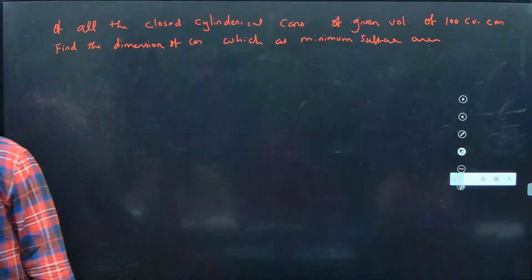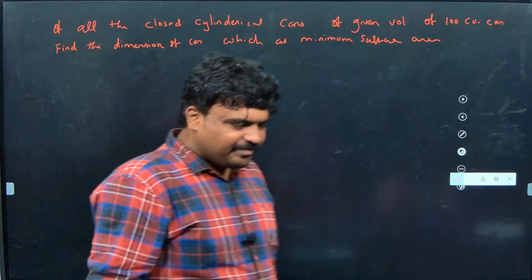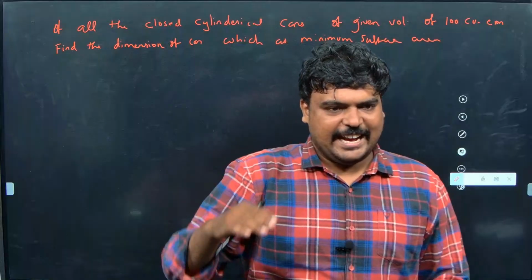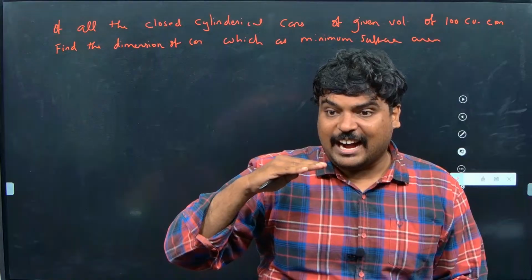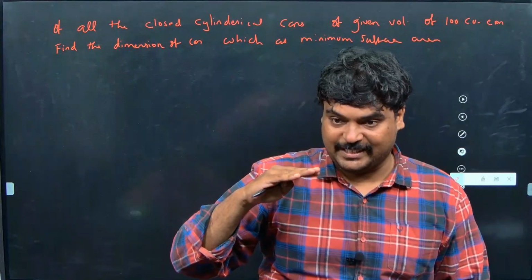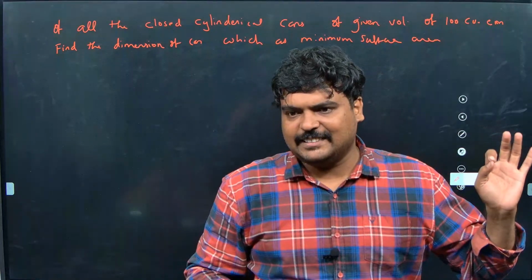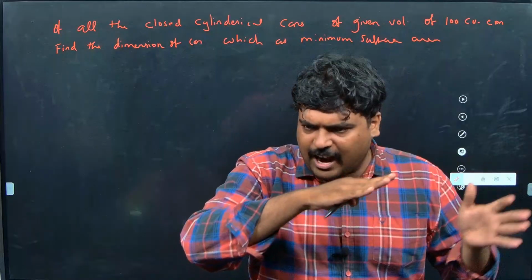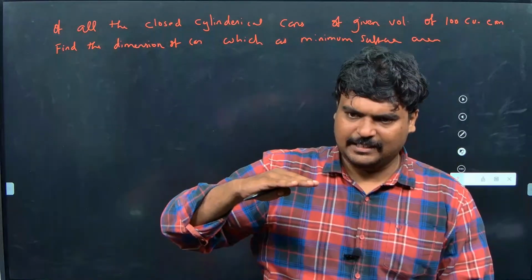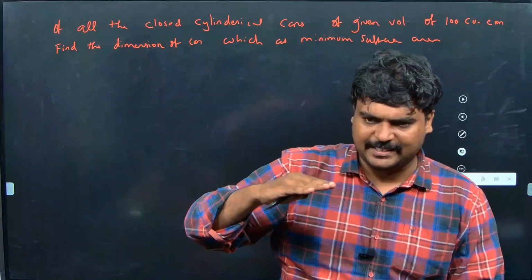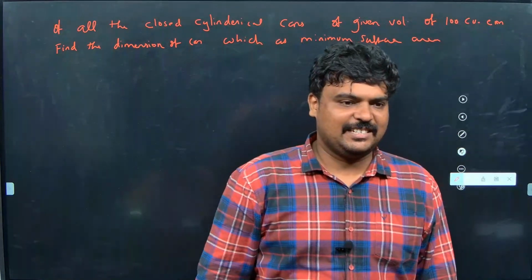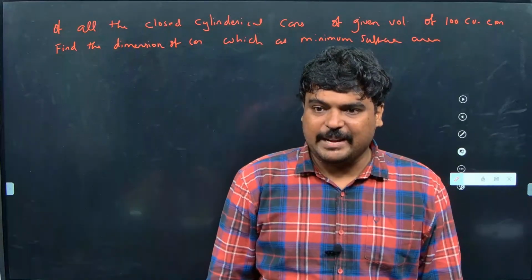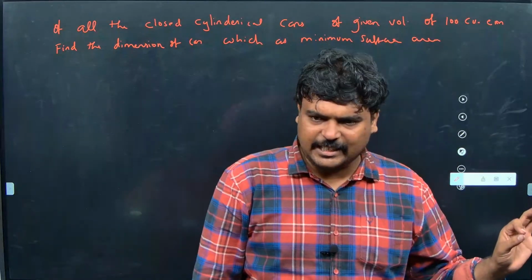Listen, guys, listen. I can make a cylinder which has a volume of 100 cubic centimeter. Only thing is, for a lot of dimensions I can make 100. There are infinite possibilities. In that, which one has minimum area? Are you getting the point?